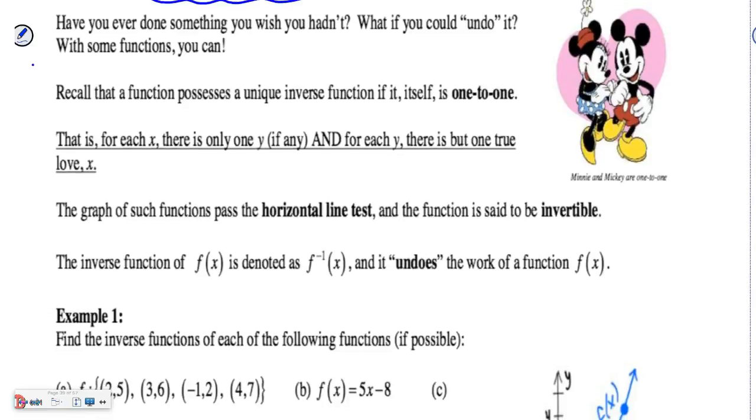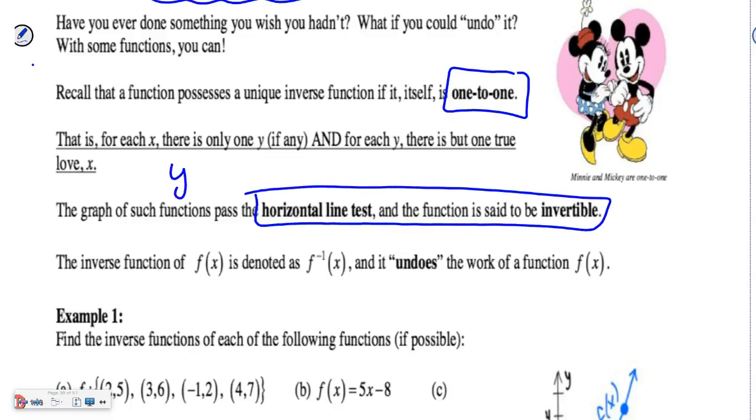So a function only has an inverse if it's 1 to 1. What that means is for every x there's one y, and for every y there's one x. Graphically, it means it passes 2 tests. What's one of them? Vertical line. What do you think the other one is? Horizontal. Yeah, it has to pass both the vertical and the horizontal line test for it to have an inverse.